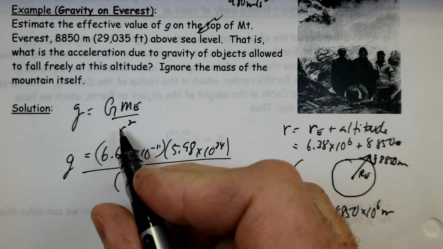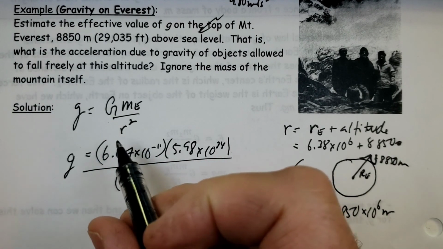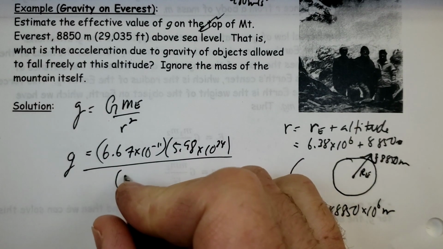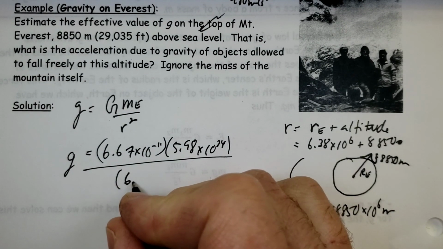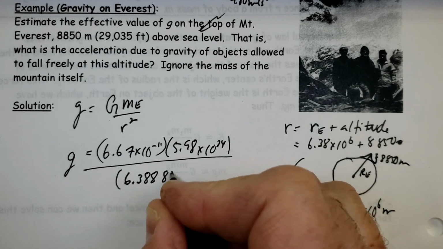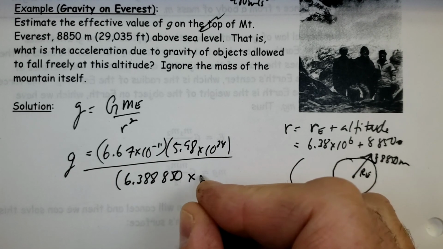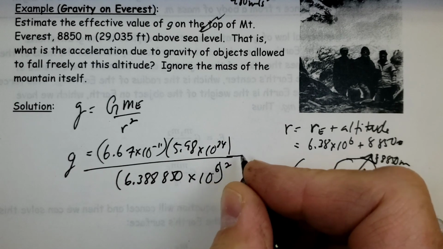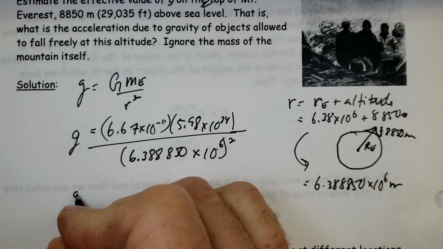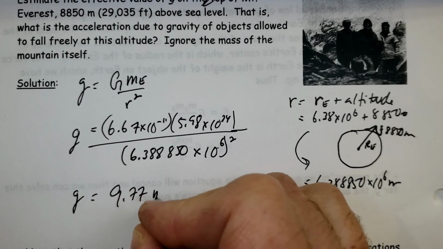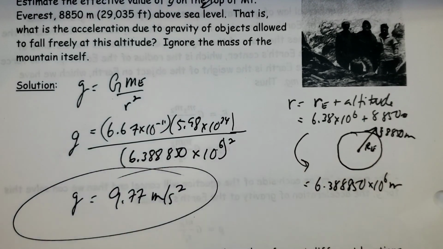Divided by that. Now, I know we talk about R, and it's the radius, but think of it as the radius of separation, or distance of separation, between the center of the Earth and the center of the object. And of course, the object is so small that we simply assume its position is at its center. So that gives us 9.77. So it's a little bit less. Not a huge amount, but a little bit.